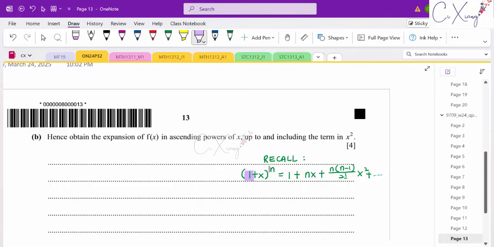If, let's say, in your expansion you're having 2x in the bracket, then all the x here you have to substitute by using 2x. Okay? Right, so let's start. They want us to expand f(x), right? So what is the f(x) that we have?